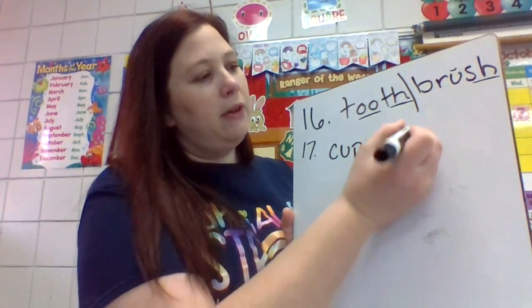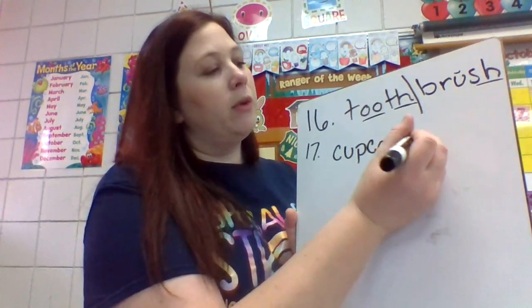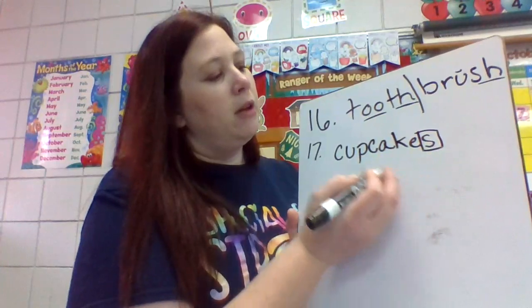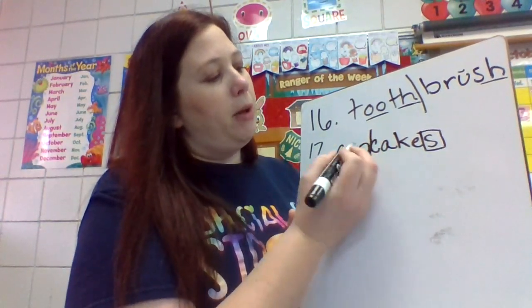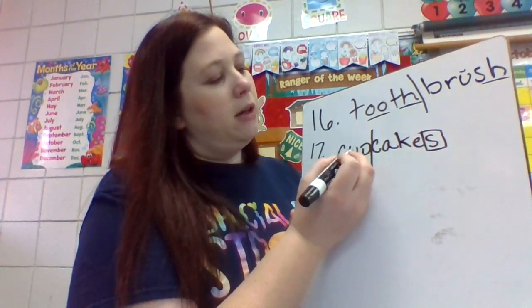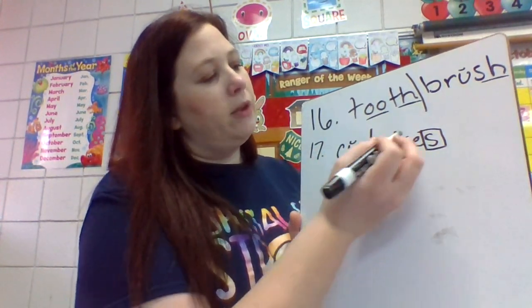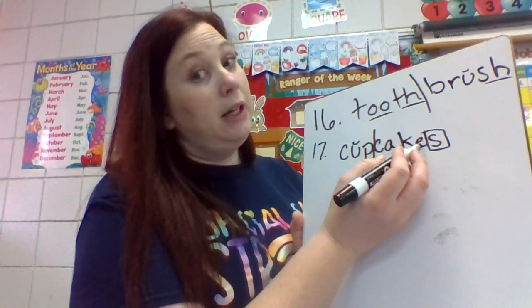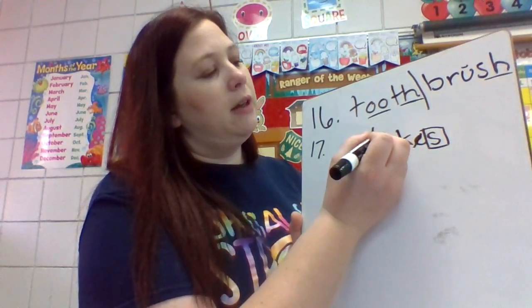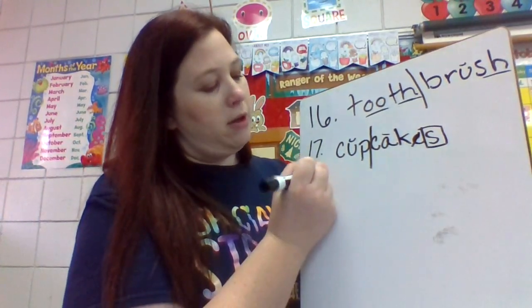Cupcakes. So we see that it has an S for plural, right? So we can box that off. And then we're going to look at just cup. C-U-P. So we have vowel consonant, so gets the macron. Here we have vowel consonant E. So the E doesn't say anything, and the A gets a macron.